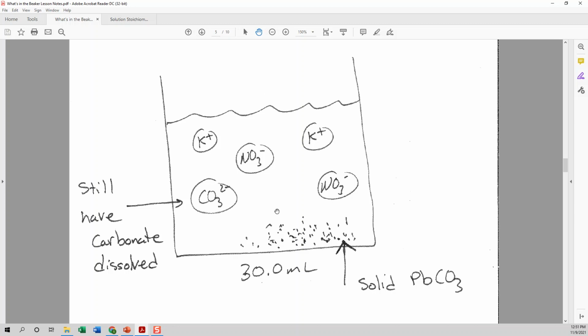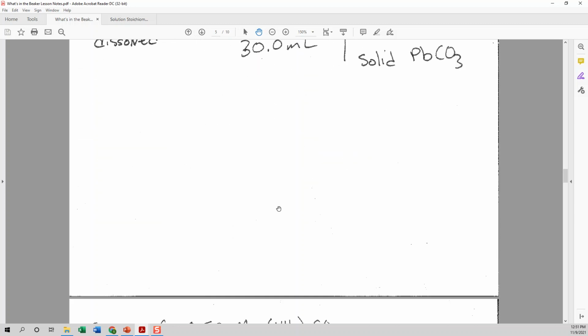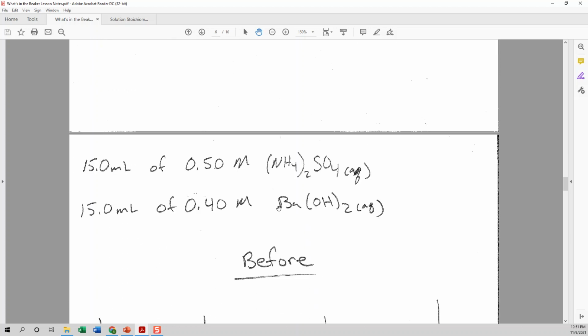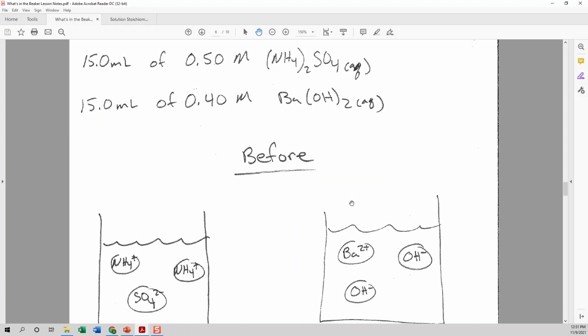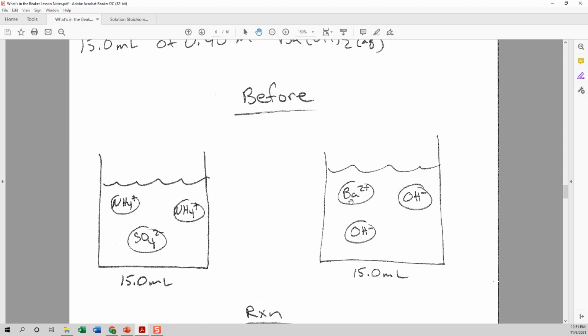Okay. All right. So let's try a new one. This one's going to be a little bit more complicated. We're going to have a lot going on in this one. So again, we're starting with the same numbers. We got ammonium sulfate solution and we got barium hydroxide solution. So let's do the same thing that we did before. Okay, we're going to mix these two together.